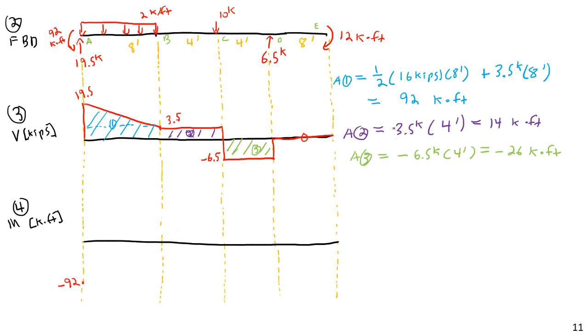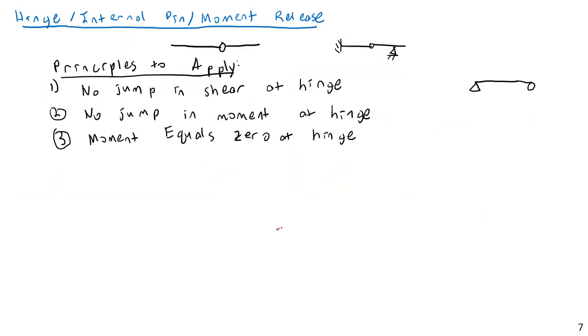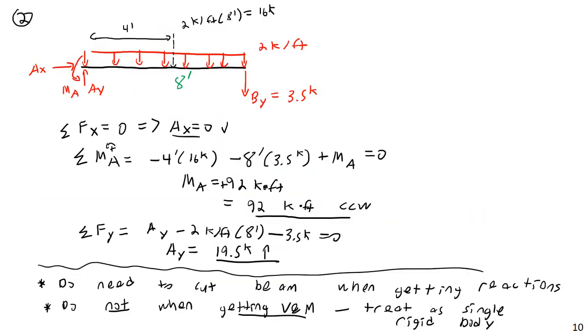Then notice the area 1 is positive, which means we're going to increase up here. We're going to increase by a total of 92. Negative 92 plus 92 brings us to 0. Interesting. Brings us to 0. Oh, and wait a minute. What did we say about hinges? Moment equals 0 at hinges. A hinge cannot resist any moment, so it makes sense that we should get 0.